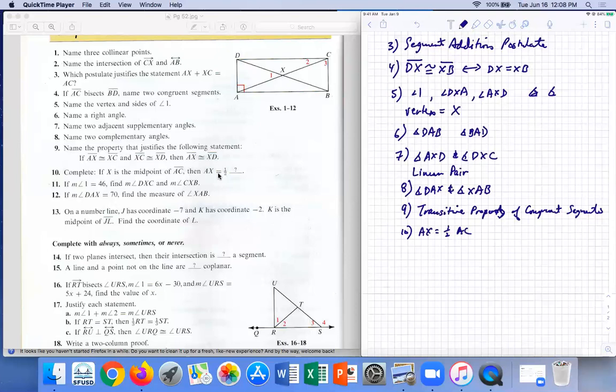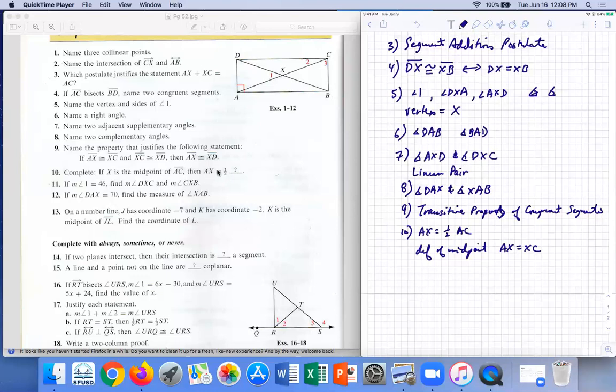So definition of midpoint is a point on a segment that cuts the segment into two equal parts. So if X is the midpoint of AC, by definition, we can say AX is equal to XC. That would be definition of midpoint. I had to rethink and go through the definition and read it out. So then this would be midpoint theorem.